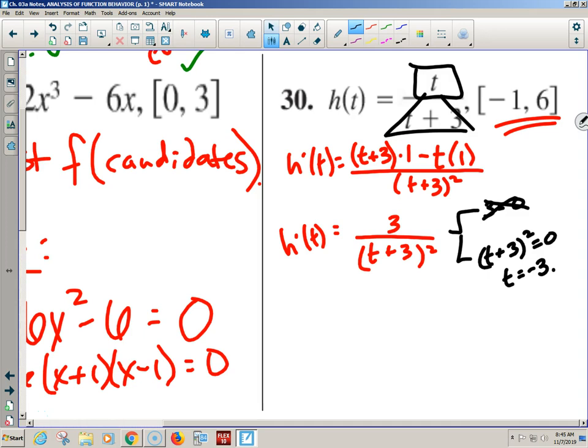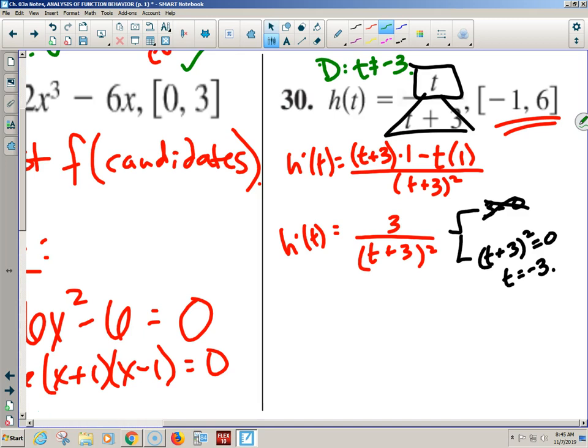Wait a minute. What was negative 3 to begin with? What did we not think about? Isn't t not allowed to be negative 3 anyway? Aren't we supposed to think about where it exists, it being the function, this time named h? Yeah. Oh, okay, we should have known that.